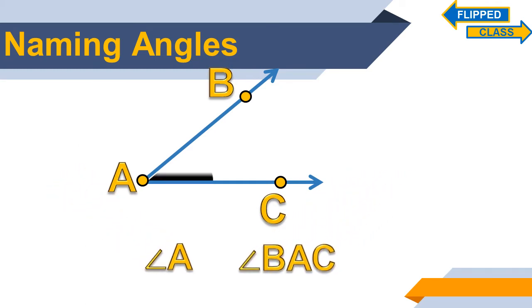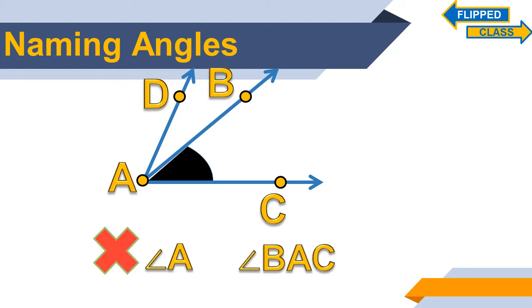Now, when do we use angle A and angle BAC for these angles? Take note, they are both the same names. However, if we consider another ray, ray AD, on the same endpoint A, angle A is not anymore possible to use because angle A is now the bigger or the biggest angle, not the shaded one. This is the time that you can only use angle BAC because it determines the 3 given points.